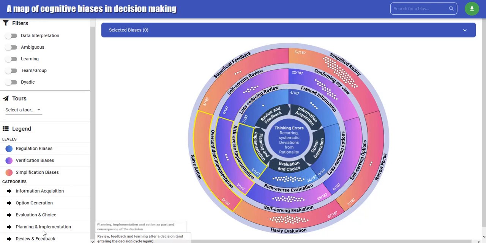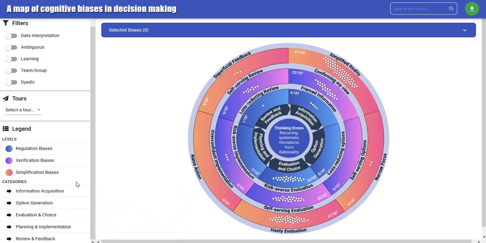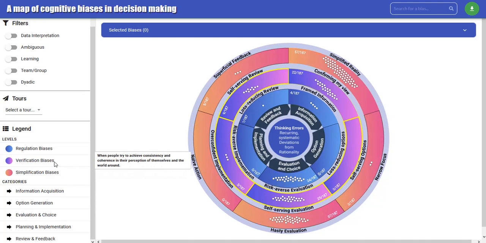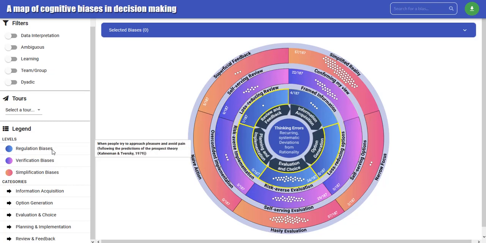over the categories. The second axis focuses on the why a specific bias may occur, the cognitive, motivational reasons, the background of a bias. We find simplification biases, which appear when people try to achieve a comprehensible image of the world. We find verification biases when people try to achieve consistency and coherence in their perception of themselves and the world around. And the level of regulation biases when people try to approach pleasure and avoid pain in their decisions.